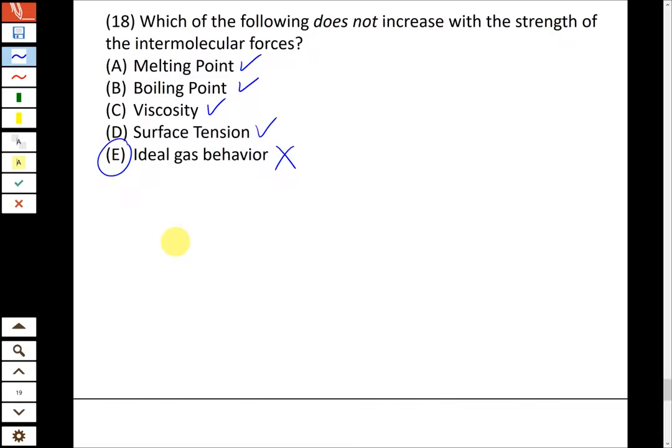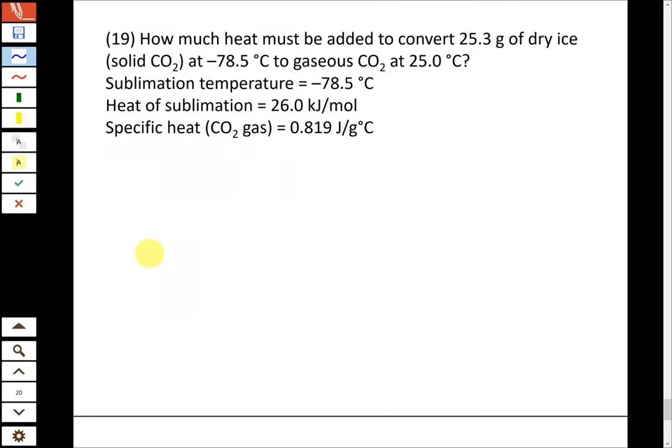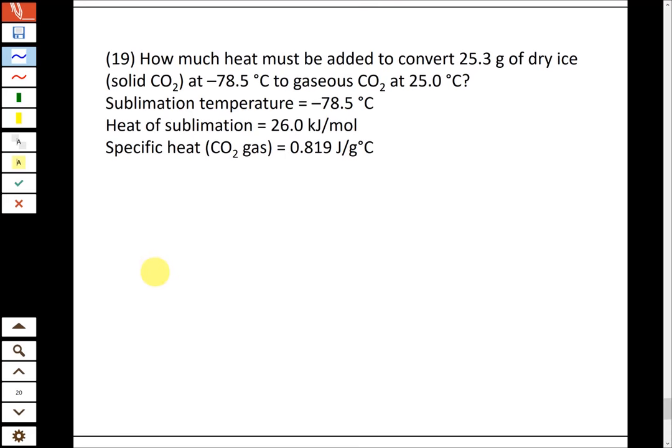All right, last 2 then. This is sort of the only numerical problem that we have for Chapter 9. And so what we have in this case is we want to know how much heat must be added to convert 25.3 grams of dry ice, solid carbon dioxide, at minus 78 degrees Celsius to gaseous CO2 at 25 degrees Celsius.